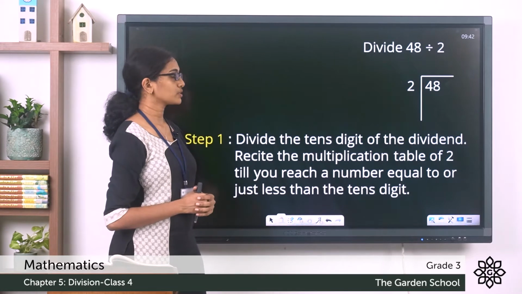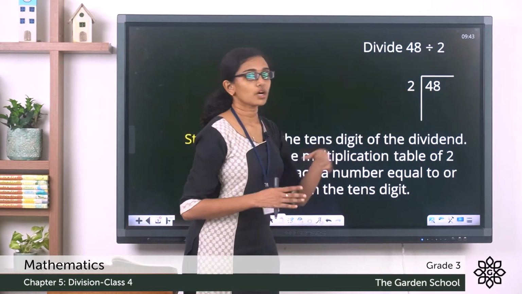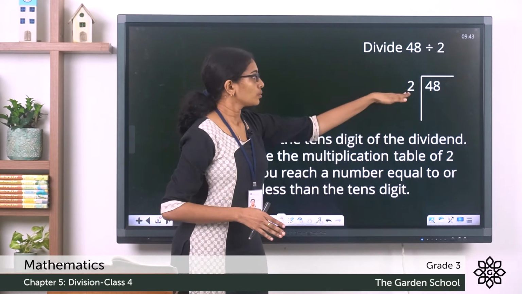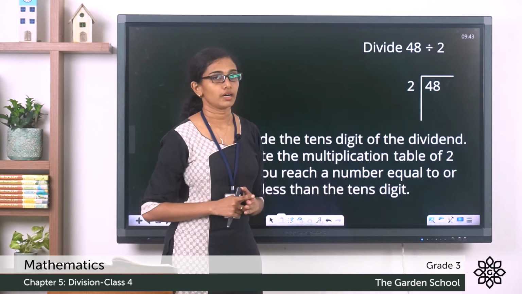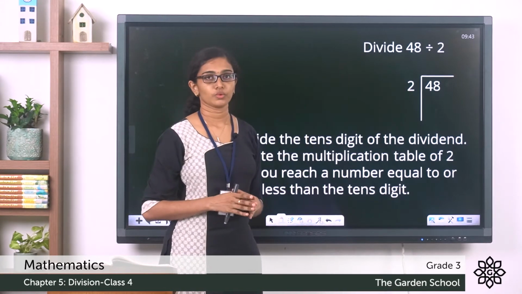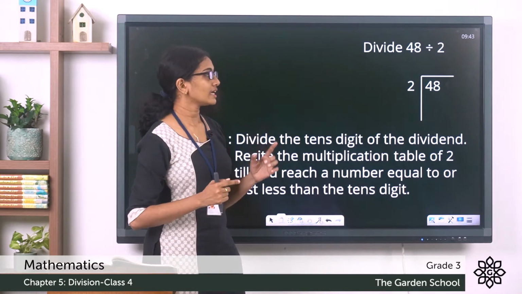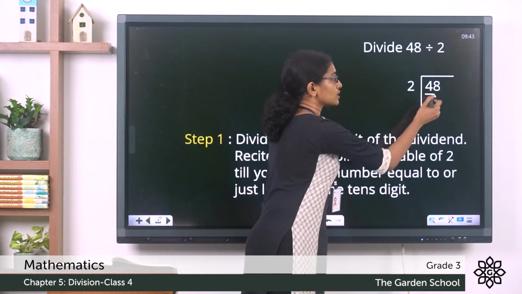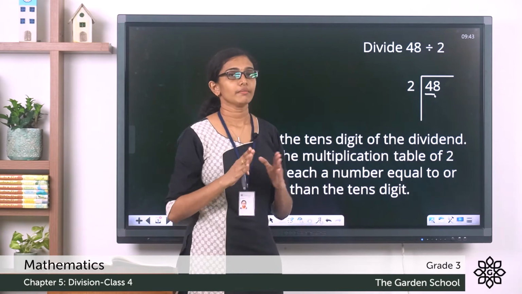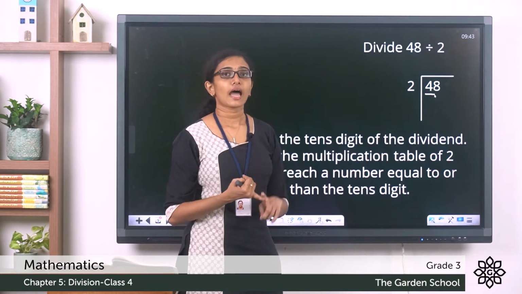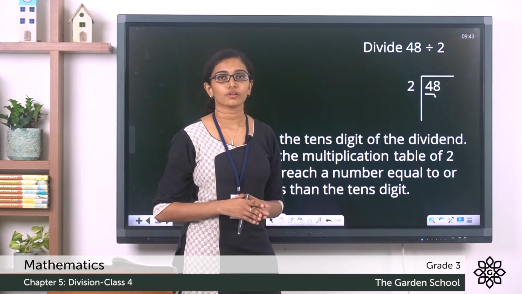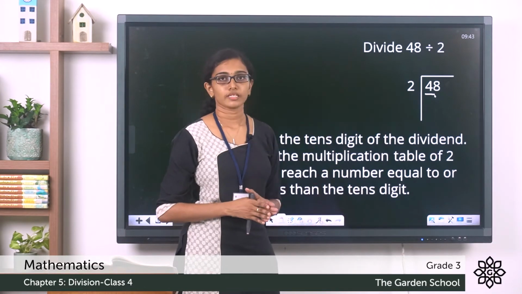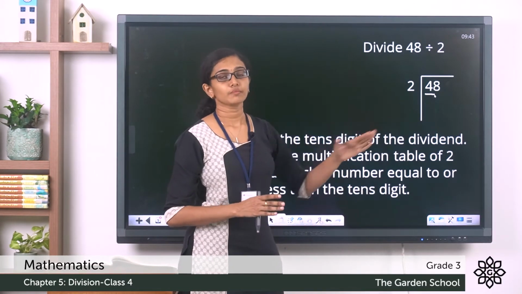Now, what is the step? The first step is to consider the digits of the dividend. We are going to divide the number 48 by a 1-digit number. Here the number 2, and 2 is a 1-digit number. So let's consider the first digit of the dividend. Remember, when we used to add, subtract and multiply, we always started the calculation from the lowest place, or the digit at the rightmost place.